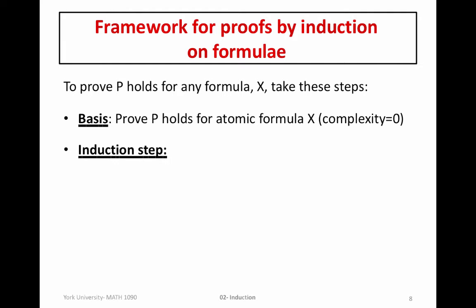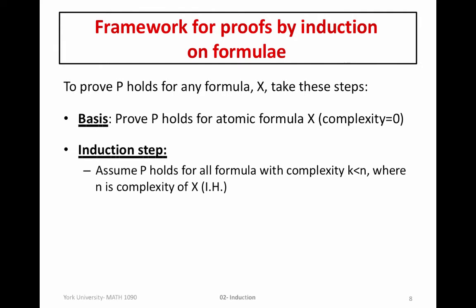Then the induction step, again, first involves an induction hypothesis. In this case, we assume that our property holds for all formulae with complexity k strictly less than n, where n is the complexity of our formula x that we want to prove has the property. We can see that it is of the form of strong induction because we're assuming the stronger induction hypothesis that the property holds for all formulae of complexity k strictly less than n, not just of complexity n minus 1, for example. And now we want to prove that the property holds for x.